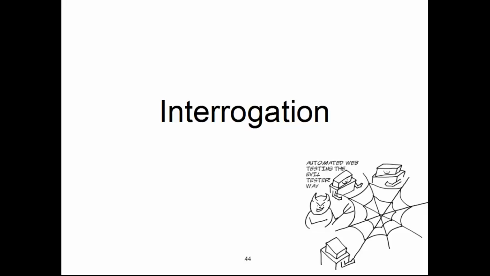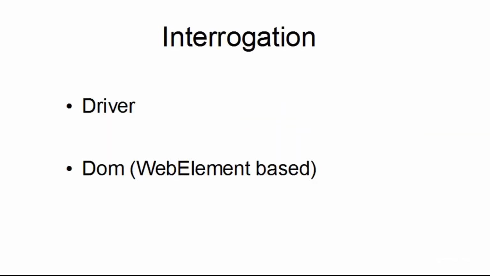So let's move on to interrogation. We've done navigation, we've done the basics of it. Interrogation is where we get information back from the page. And I'm going to consider 2 levels of interrogation. Interrogation at the driver, where we get the title and the URL and whatever else we can get at the root level from the driver itself.